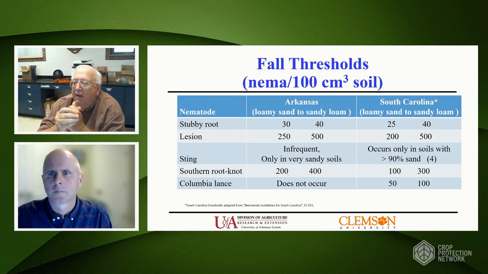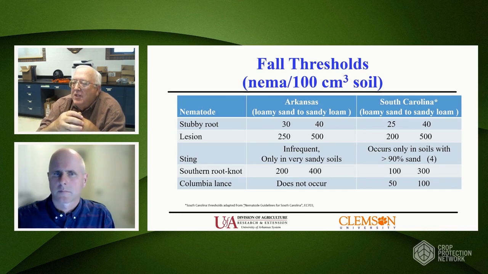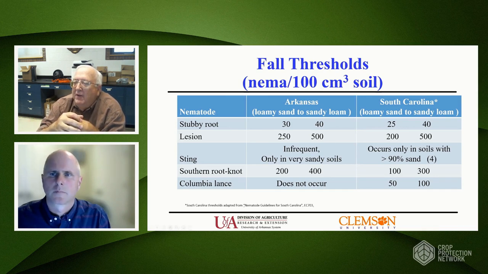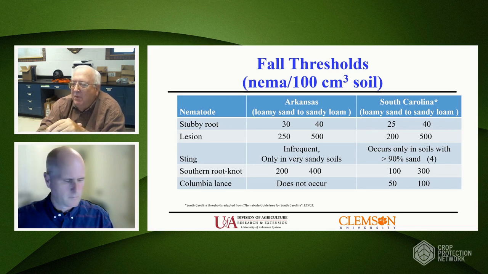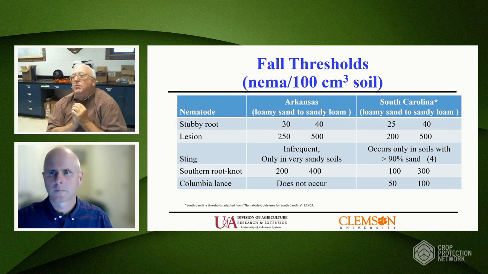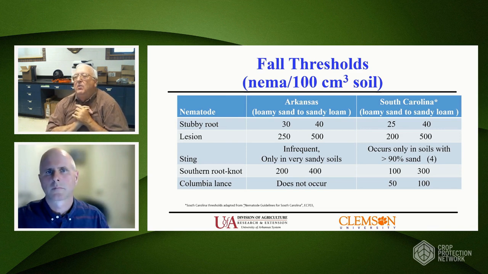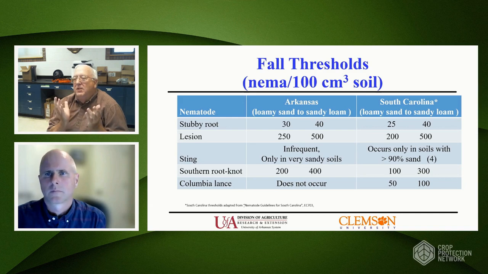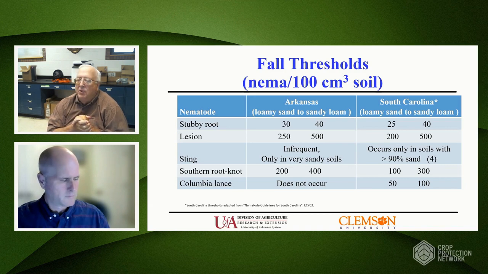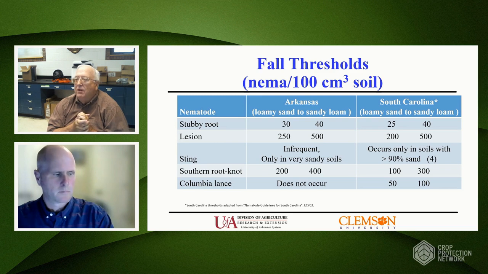As I said, if you get a sample back that says you have 30 stubby root nematodes, and you have another one that has 29, the odds are they're both going to get some damage. These are not absolutes, especially when you get into these higher numbers. And what these two columns represent, loamy sand versus sandy loam. A sandy loam is a better soil. You're going to be growing a healthier plant. It's not predisposed to yield loss as it would be if there was a sandier soil. So it takes more nematodes to cause damage.